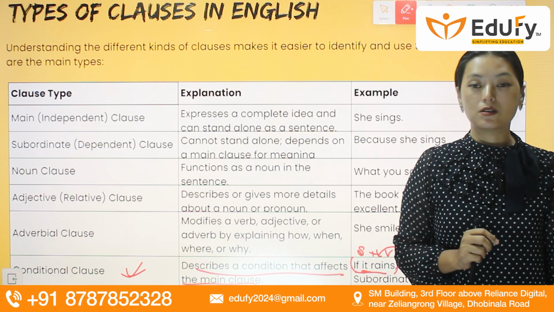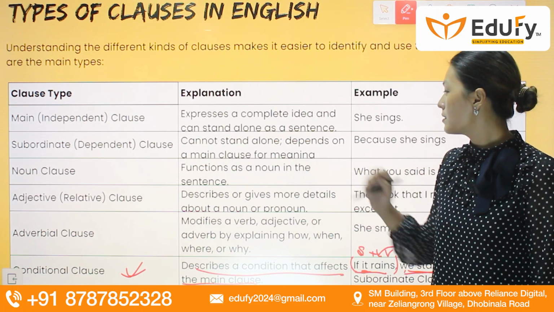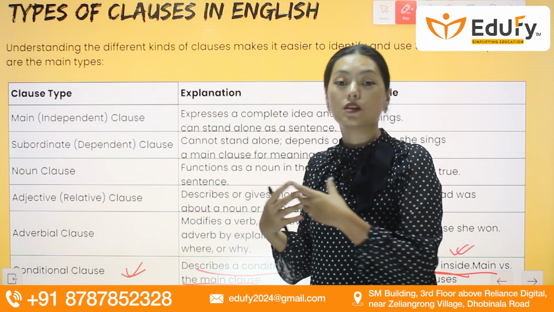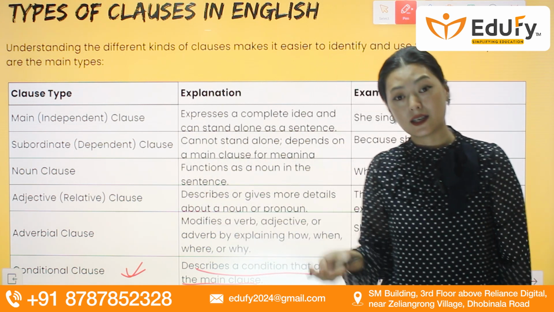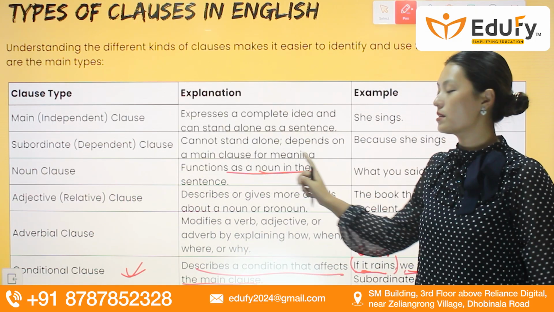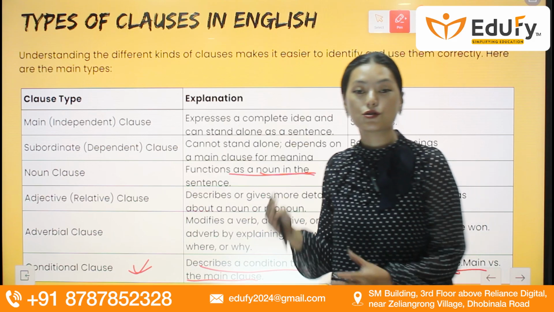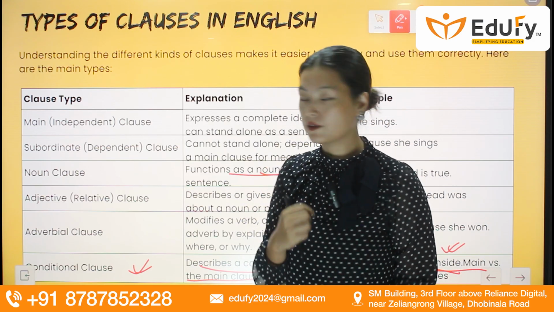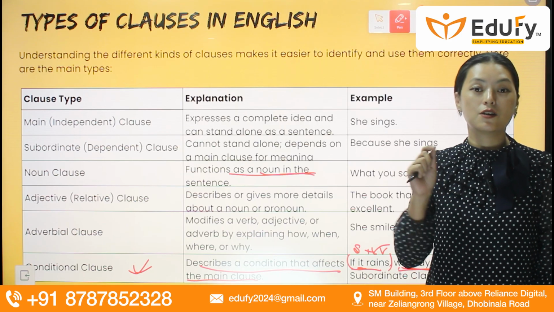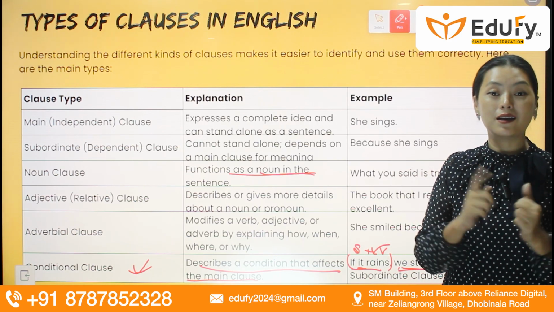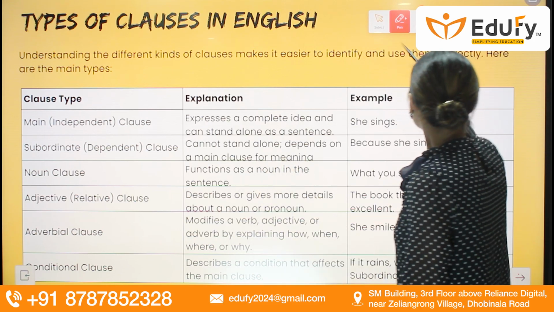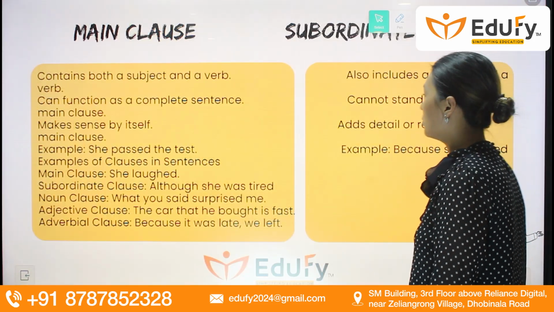A subordinate or dependent clause will always depend on the main clause to give you more information. That means it can't stand alone. Noun clauses can be written in a sentence to perform the function of a noun, and adjective clauses will describe or give more details of what? Of a noun or pronoun. So these are the different clauses that we have to understand and know about.